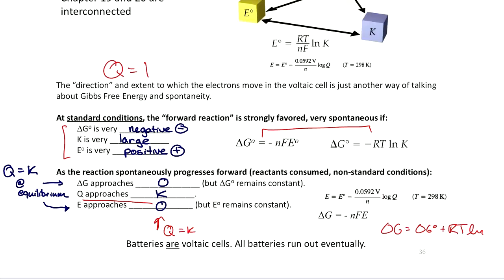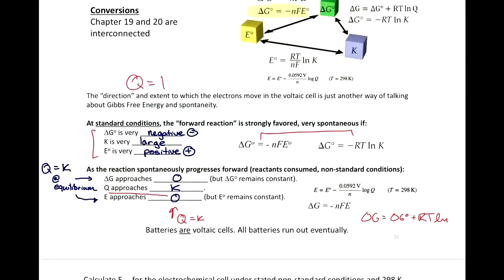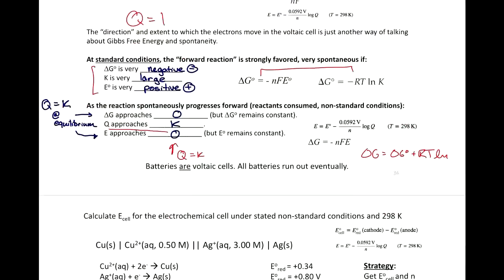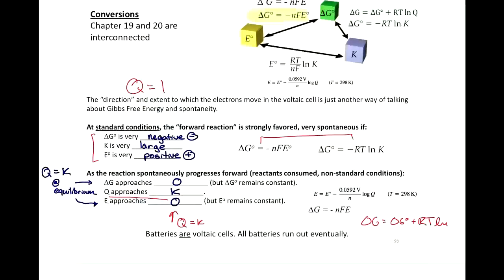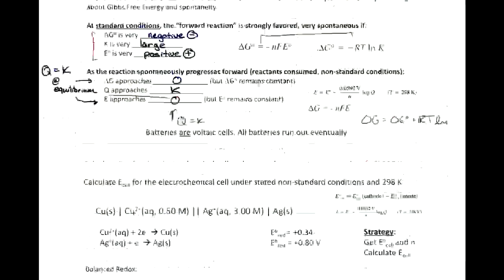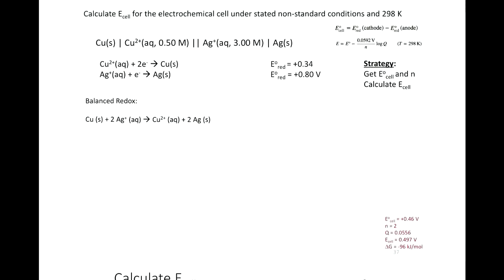But note here that yes, delta G and E change for our chemical system, but the values of E naught and delta G naught do not change. Those are values from the textbook, right? But what we actually measure, in class or in lab, is slightly different because our concentrations can be different. All right, okay, so that's just recapping the signs. So let's do a couple more using the Nernst equation.